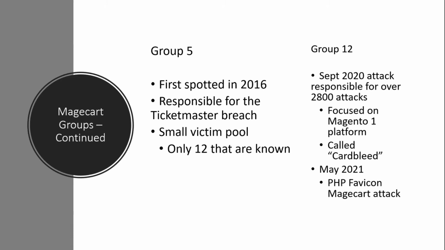I have Group 12 up here. Obviously, I went 1, 2, 3, 4, 5. I have Group 12 again because I want to call out specifics for Group 12. In September of 2020, so just under a year ago, they were responsible for an attack that focused on the Magento platform again. It went back there. That attack was called Cardbleed. They're also responsible in May of this year, so just a few months ago, for the favicon Magecart attack. So they were actually hiding code in the favicons of websites.